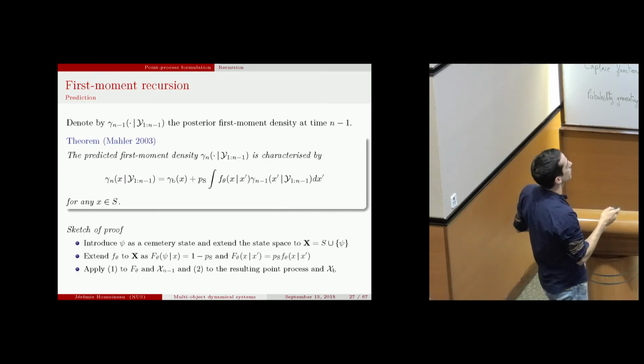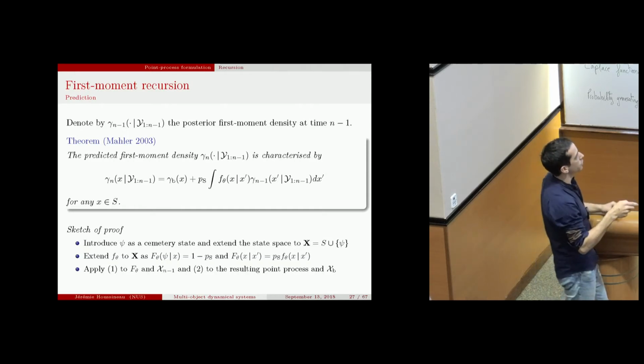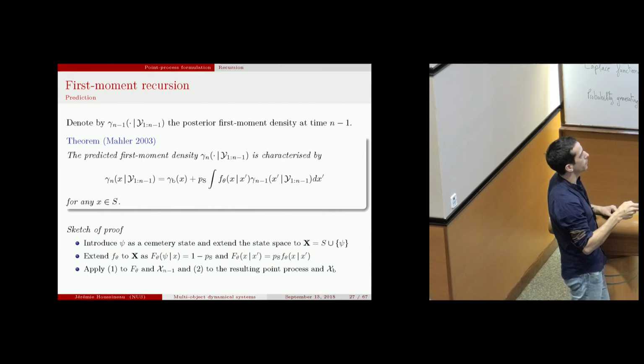To take care of the PS, again, Mahler doesn't do it this way, but I like to just extend my state space S with some cemetery state psi. So if a target disappears, it just goes to psi. And so we can extend our Markov kernel to this extended state space. We just say, if we were in X and we go to psi, that's probability 1 minus PS. And otherwise, if we come from X prime and we go to X, we just multiply by PS, to take into account this death process in the dynamics.